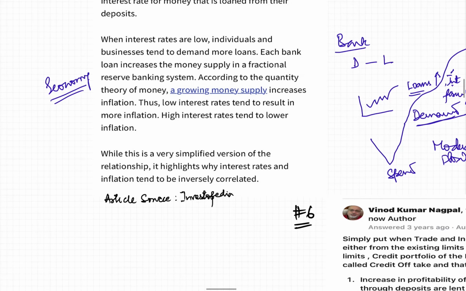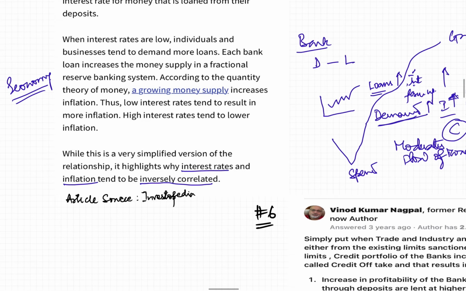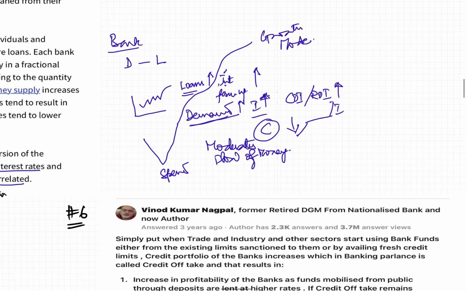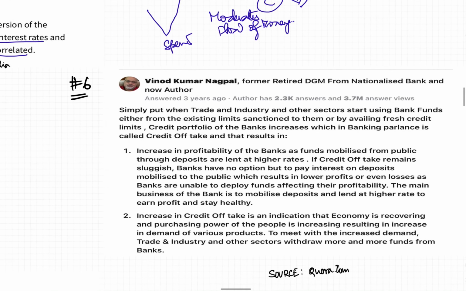Now, what does this signify? Interest rates and inflation are inversely correlated, like I told you over here. Now, there is one more term that we need to understand, that is credit offtake. This word we need to understand, credit offtake.